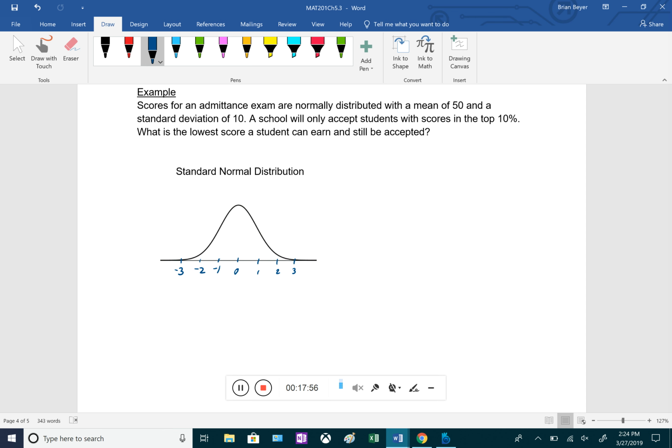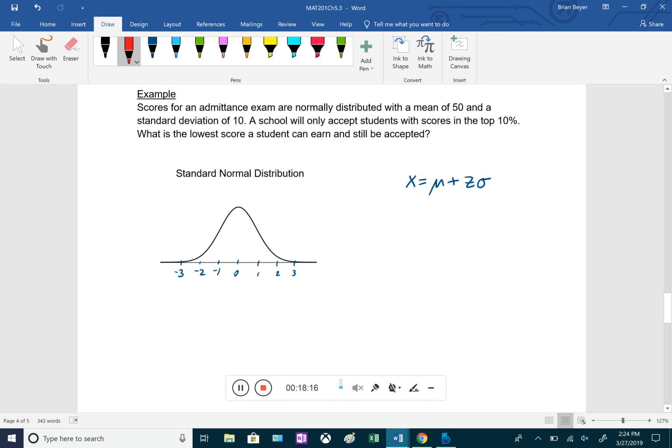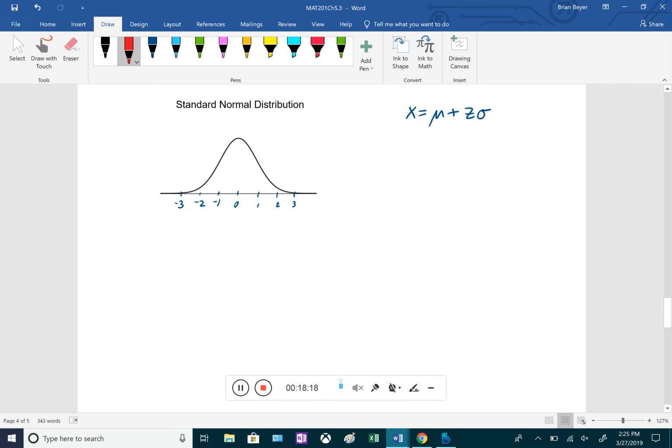Okay, so we know we are looking for x. We're looking for the actual data entry. So we know we're going to be using x equals mu plus z sigma. Anytime that we're looking for a data entry, which it is, it's the score, we know we're using that formula. So we are given the mean is 50, standard deviation is 10.